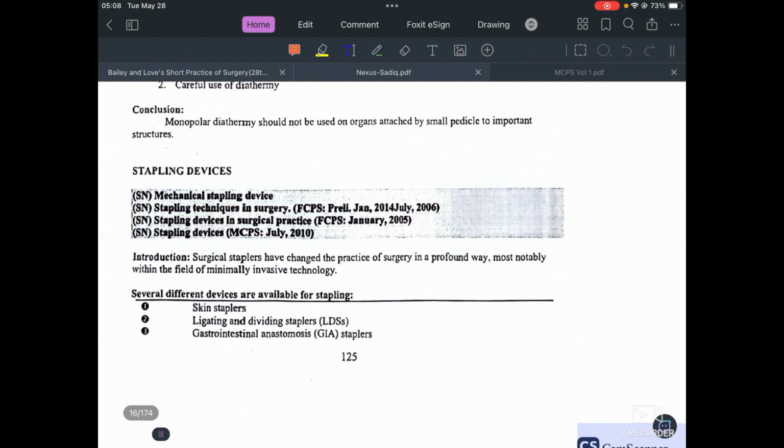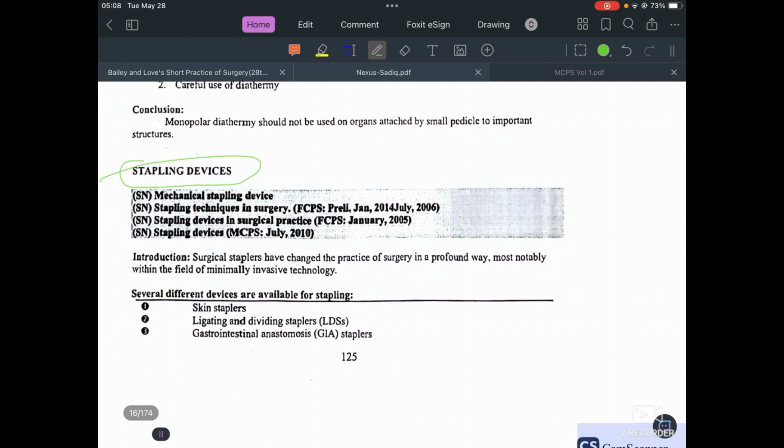What are stapling devices? This is another important question. The mechanical stapling device: surgical staplers have changed the practice of surgery in a profound way, most notably within the field of minimally invasive technology. Several different devices are available for stapling: skin stapler, ligating and dividing stapler.